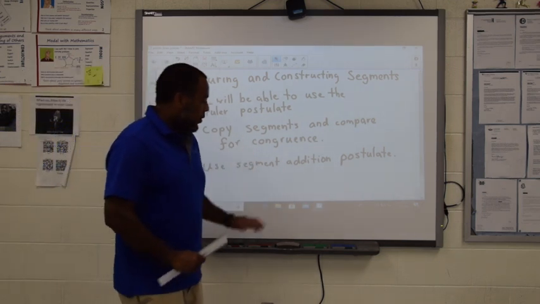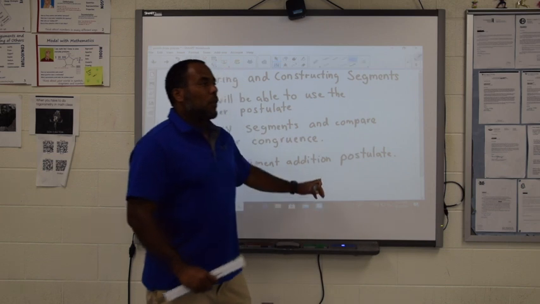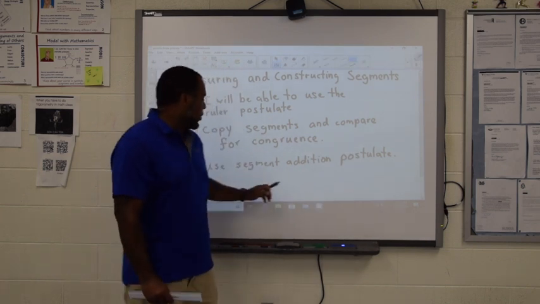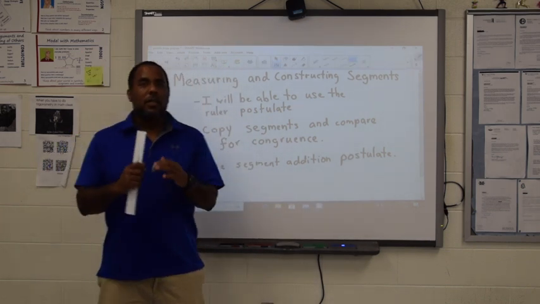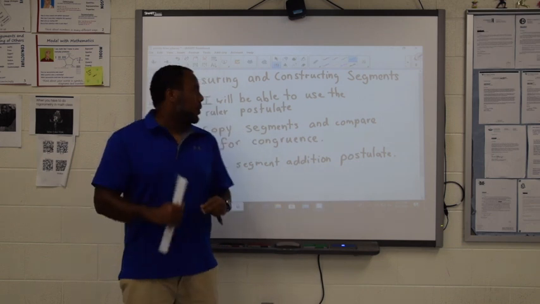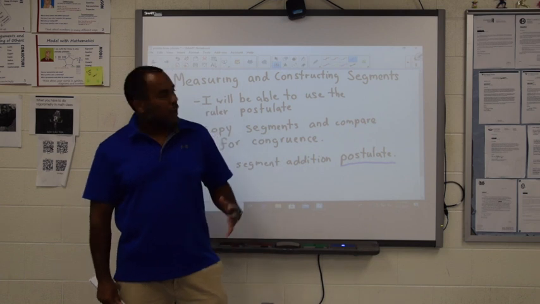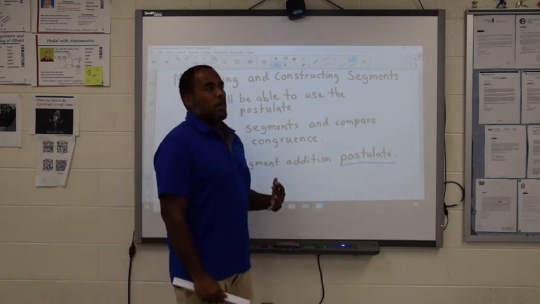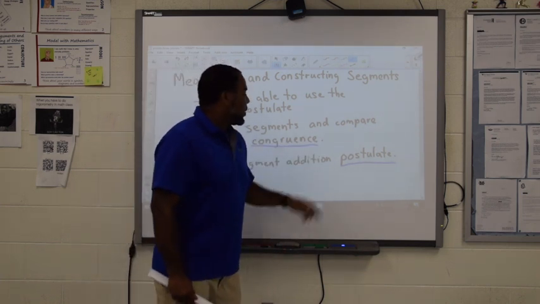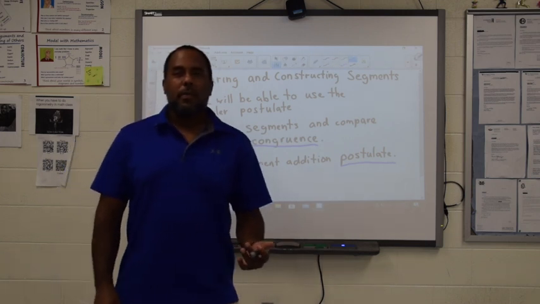So right out the gate you're thinking to yourself, well, I know what addition means. I do know what a segment is. A segment is just a piece of a line. But what about this? What's a postulate? I'm not sure yet. What about congruence? We don't know what congruence is just yet.